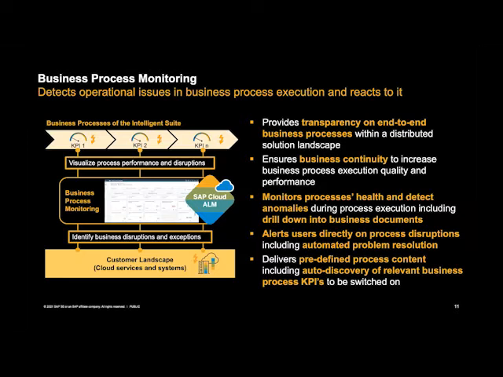As I mentioned, you can really drill down into this process. You always have to understand the sub-processes in here. The way it works is we have pre-delivered content and processes. Once you have your Cloud ALM tenant provisioned and your cloud service connected, there's an auto-discovery functionality for the relevant process KPIs that will be switched on and monitored, and you see those KPIs in here.